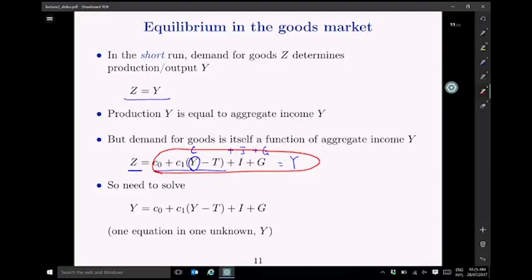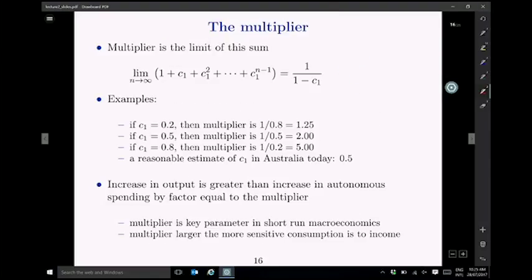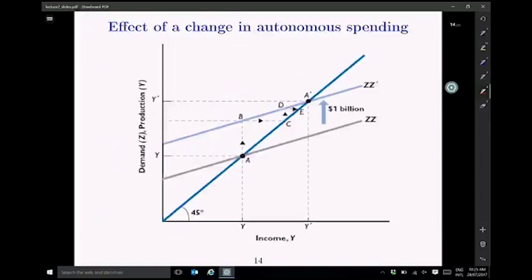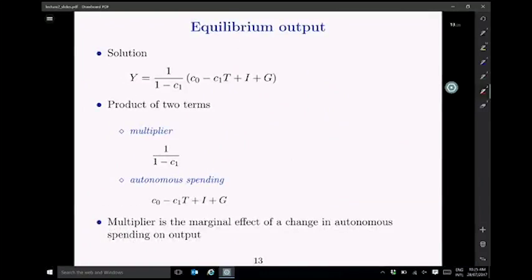What is it? You can solve for this one equation, one unknown here. So solving that one equation, one unknown, you can find the equilibrium output in this economy is given by that formula, 1 over 1 minus C1 times this whole thing.